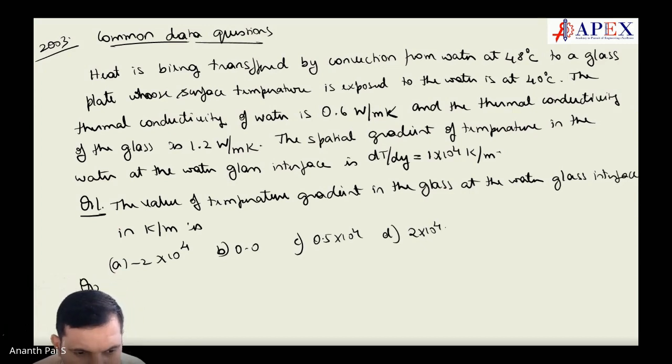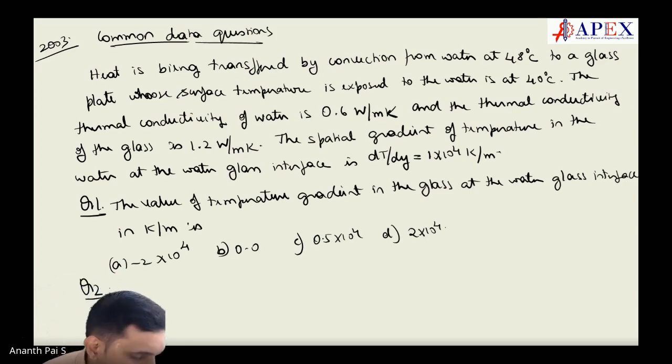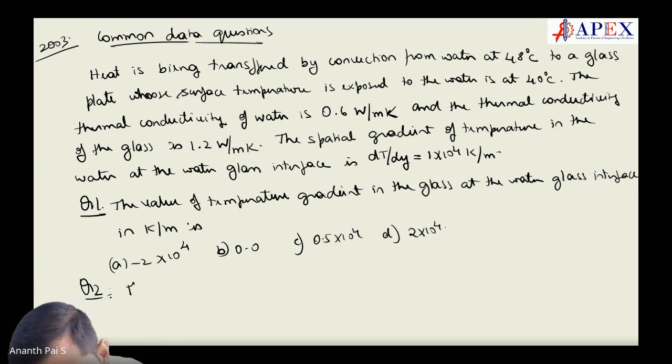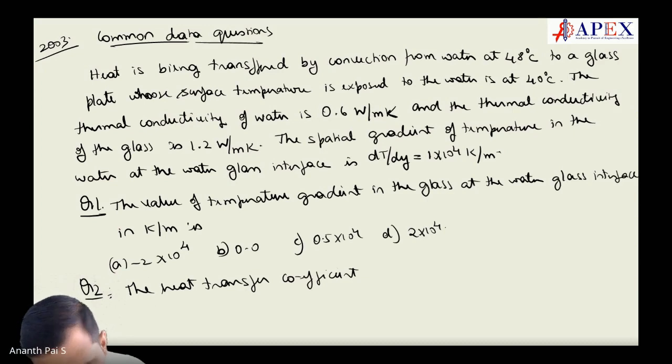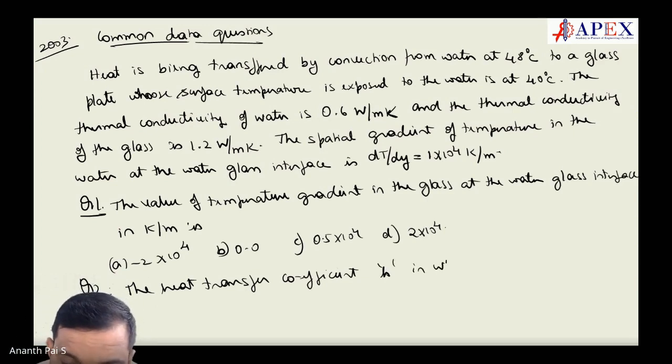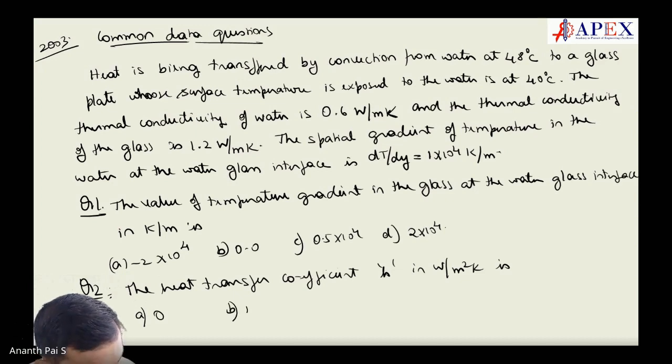Question 2. The heat transfer coefficient h in watt per meter square Kelvin is: A, 0; B, 4.8; C, 6; and D, 750. What's the answer?